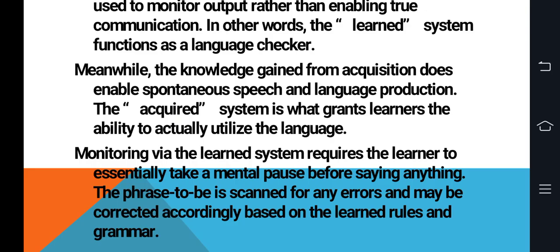Monitoring via the learned system requires the learner to essentially take a mental pause before saying anything. The phrase to be said is scanned for any errors and may be corrected accordingly based on the learned rules and grammar.